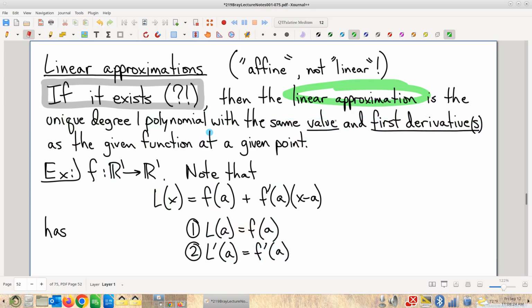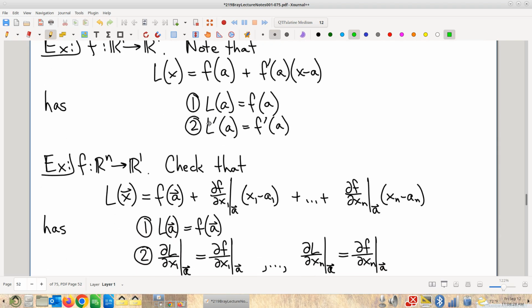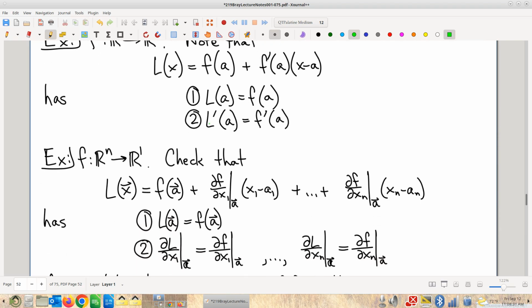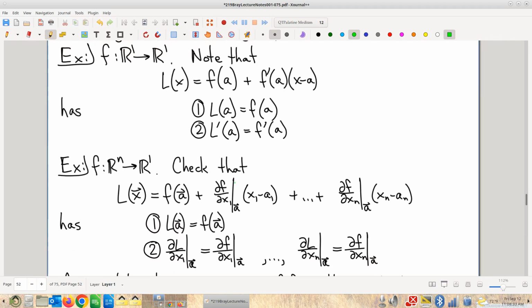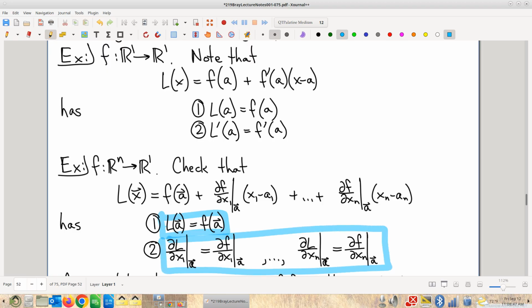Well, we can ask the same question in a multivariable context. I can ask, what is the unique degree 1 polynomial that has the same value as f and all of the same first derivatives, namely all the same partial derivatives as f at whatever point a I might happen to be looking at. So it's just a multivariable equivalent set of requirements.